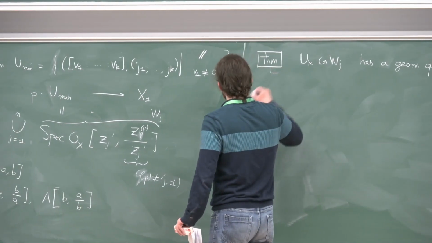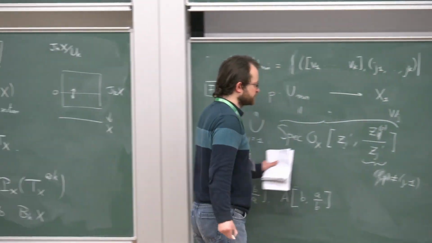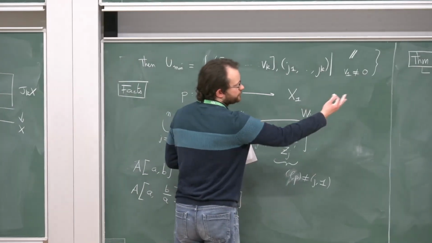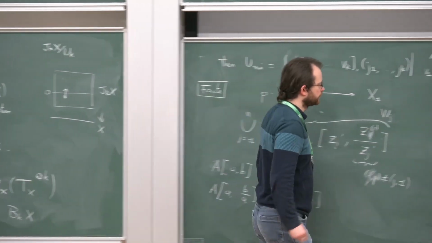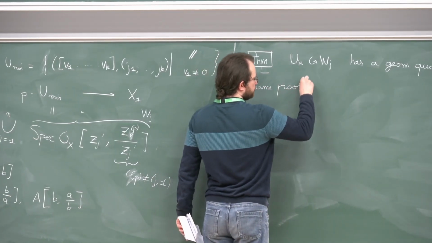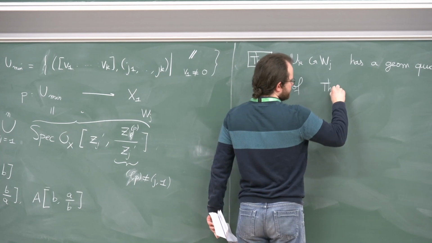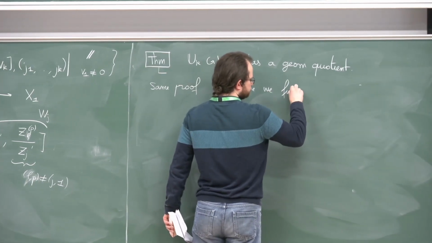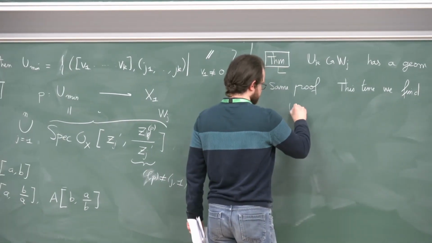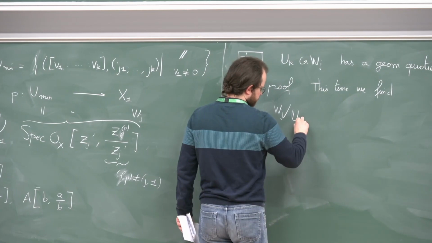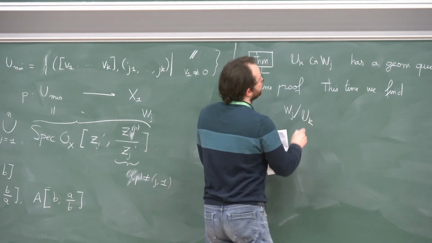And I'm just going to give you the invariants that generate the ring of invariants under the action of U. So same proof, say. And this time we find that the quotient of WJ, so here I'm taking only the quotient by UK.